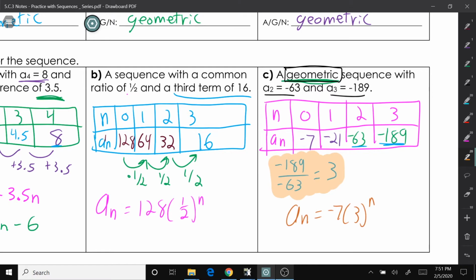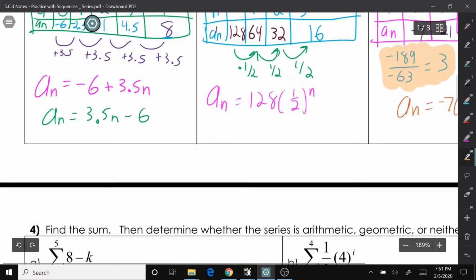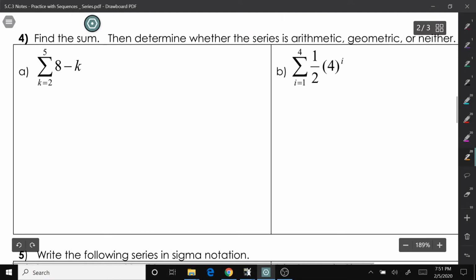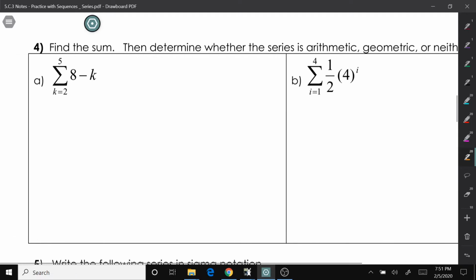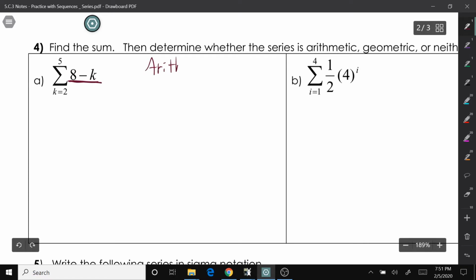Alright, let's go to the next page, please. Find the sum, then determine whether the series is arithmetic, geometric, or neither. Well, I can tell that this one is arithmetic, because this is a linear function right here, 8 minus k. So I know that this is arithmetic automatically.